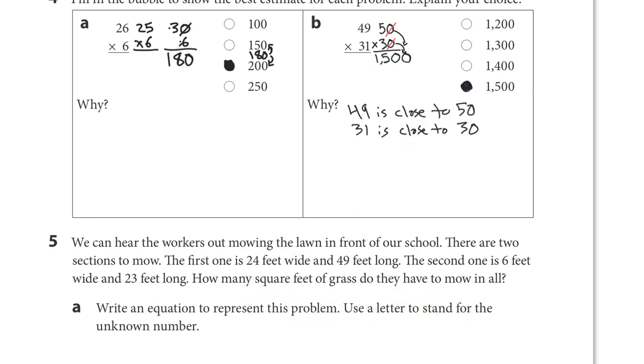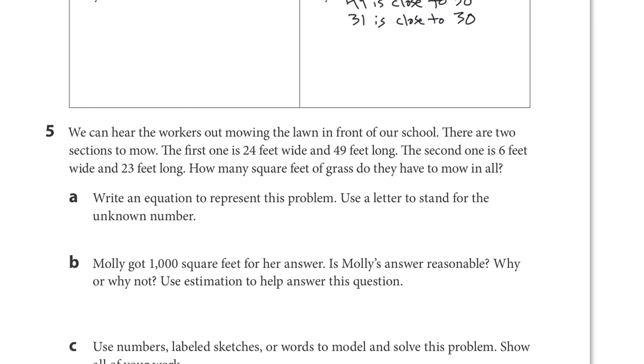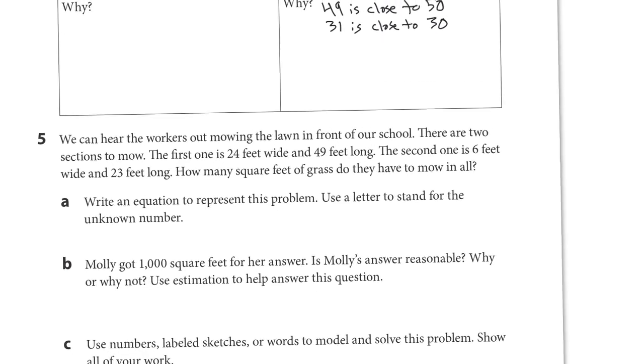So first thing they want you to do is to write an equation that represents it. And we can use a letter to stand for the unknown number. That would be like the square feet, the total, right? So let's set up. It looks like we have to calculate 2 different sets here because what do we have?